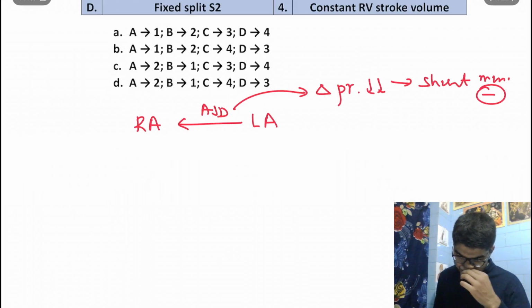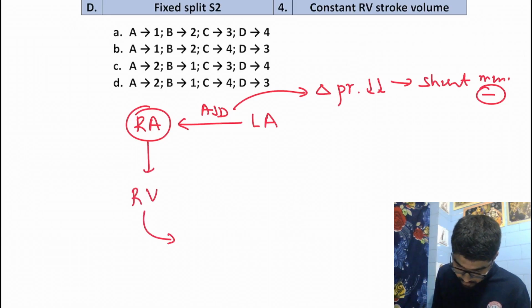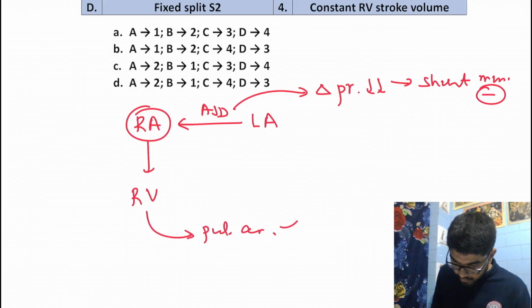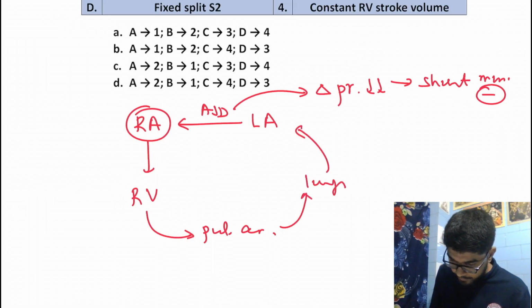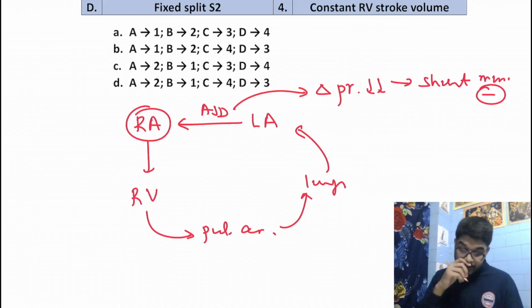Now what happens? From the right atrium, the blood will be pumped to the right ventricle, from the right ventricle to the pulmonary artery, from the pulmonary artery to the lungs, and from the lungs to the left atrium, from the left atrium to the left ventricle. Now an increased amount of blood is presented to the right atrium.